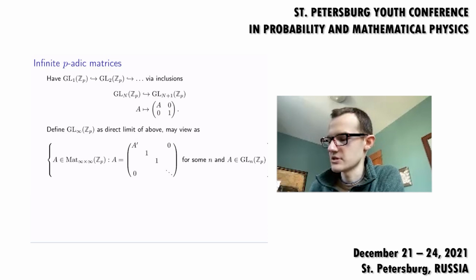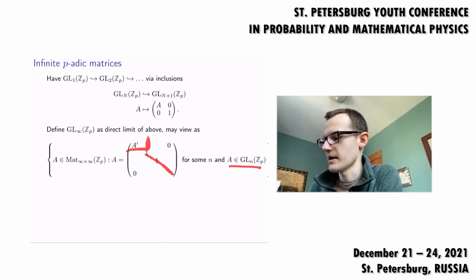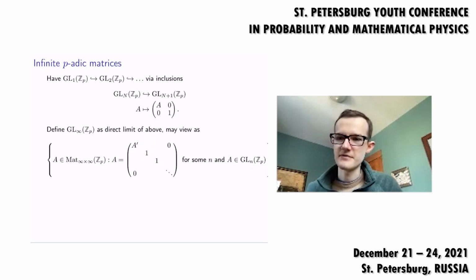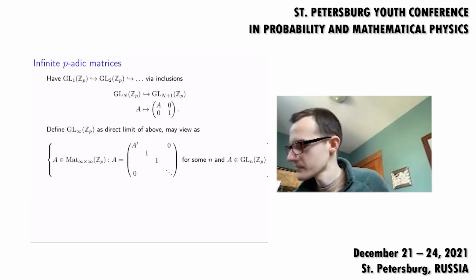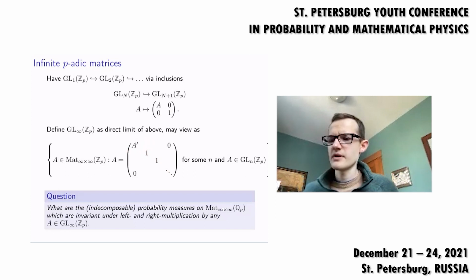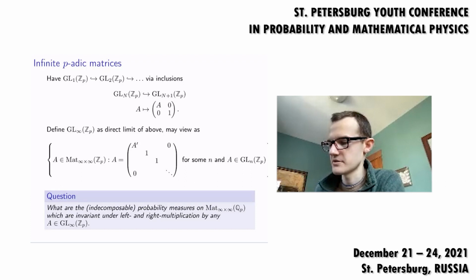So in other words, matrices such that there exists an n for which outside an n by n top left corner, they're equal to the identity matrix, and then inside that corner, they're given by something in GL_N. And you can convince yourself that even though in general you don't know how to multiply infinite matrices, you do know how to multiply these and they form a group. And so the natural question here is, what are the indecomposable probability measures on infinite matrices over the p-adic field Q_p, which are invariant under left and right multiplication by any element of GL infinity(Z_p)?